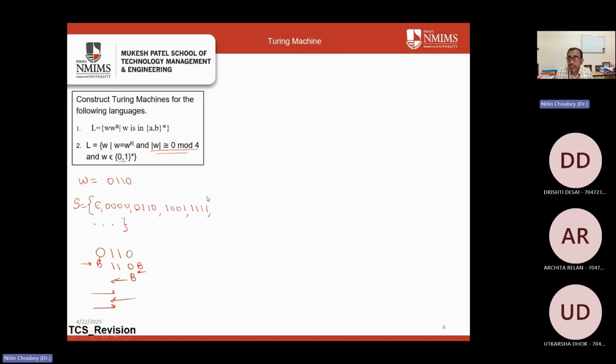So we'll first go for checking the length of a string. If it is in the multiples of 4, in that case only we'll go for the logic of checking whether W equals W reverse. How to go about that? Start with Q0. We are here checking for length only.